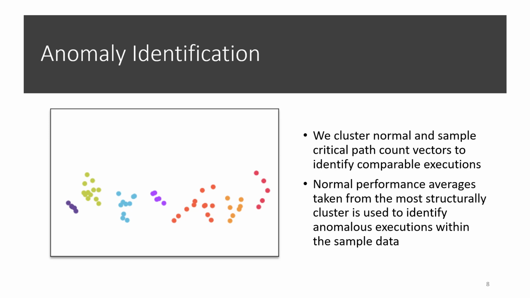So what we do is we cluster the normal executions based on their structural similarity using the critical path count vectors. We then do the same thing with the sample critical paths, and the performance of sample executions are then only compared to the cluster containing the most structurally similar cluster in the normal data. This results in a more accurate anomaly identification.